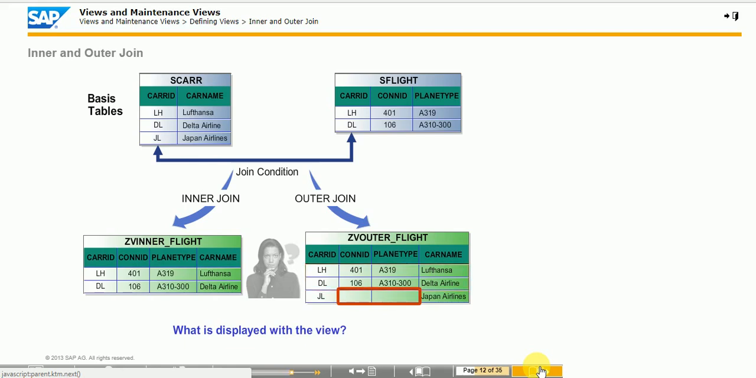Database views implement an inner join. You only obtain the records that have an entry in all the tables included in the view. Maintenance views implement an outer join.